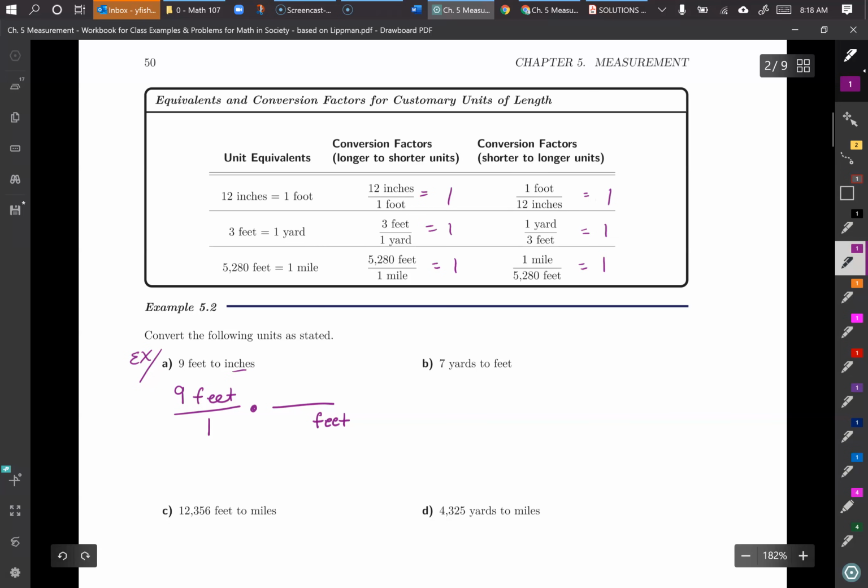Then what I'm going for is inches, so I'm going to write that up here in the numerator. Now I have to look, what is my equivalency that I'm working with? If I'm doing inches to feet, I'm going to look up here and see that I have 12 inches to 1 foot. I'll maybe just abbreviate FT so it looks a little better.